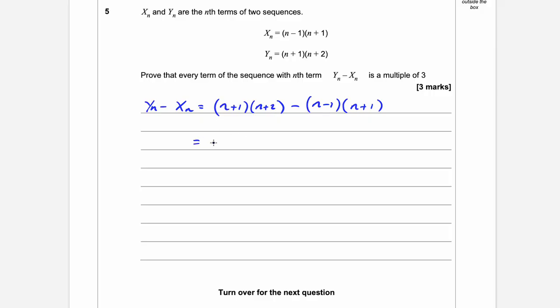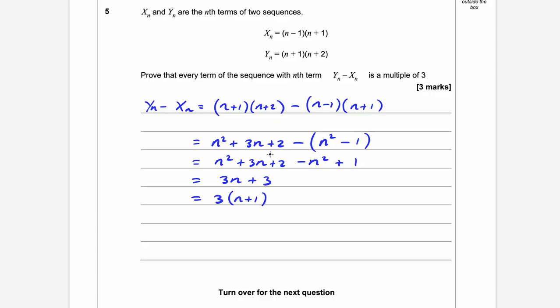Okay, this is n squared plus 2n plus n, which is plus 3n, plus 2, and then minus, just be careful guys, I'm going to do a big bracket here. This will be n squared, minus n plus n, which is 0, and then minus 1, so it's n squared minus 1. So that is n squared plus 3n plus 2 minus n squared plus 1, and the n squareds cancel. I'm left with 3n plus 3, which is equal to 3 times (n plus 1).